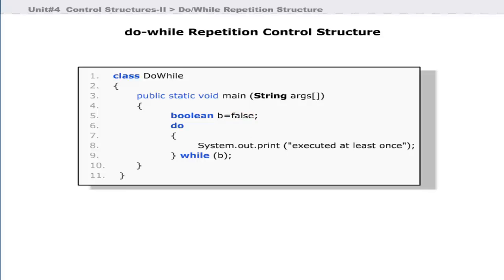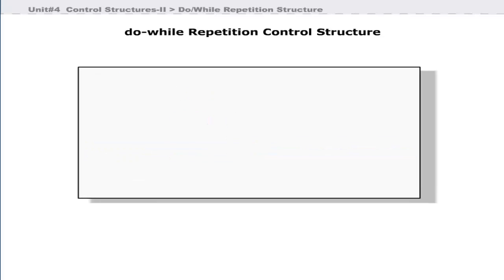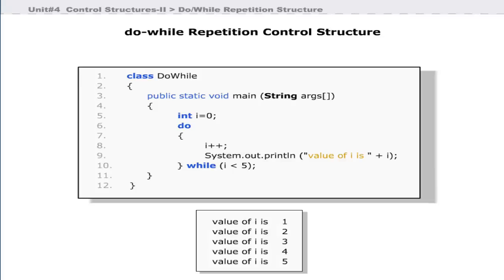The do while loop will execute the statement at line 8 and terminates when it evaluates the condition at line 9. Note that the condition is false, even then the statement at line 8 is executed once. Look at this program. It will print numbers from 1 to 5.